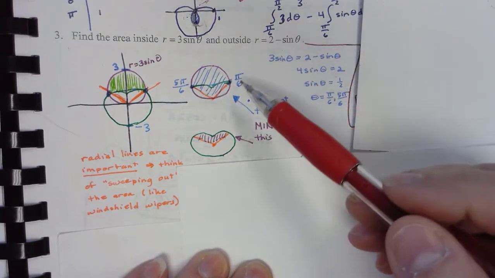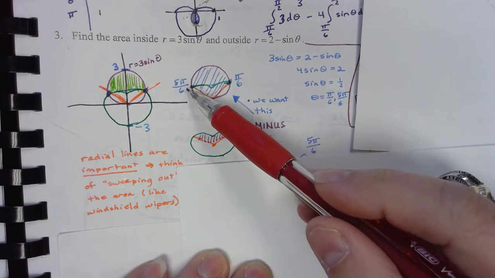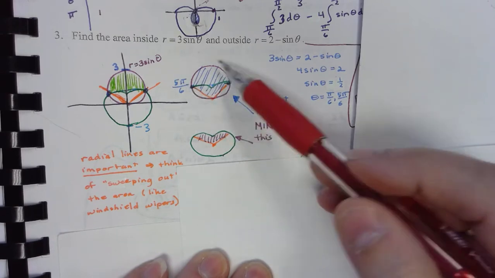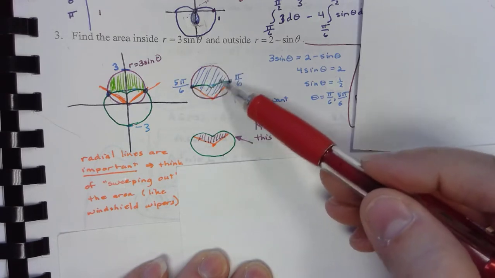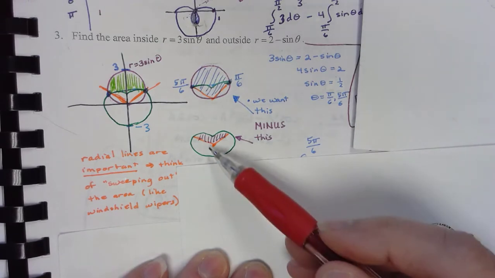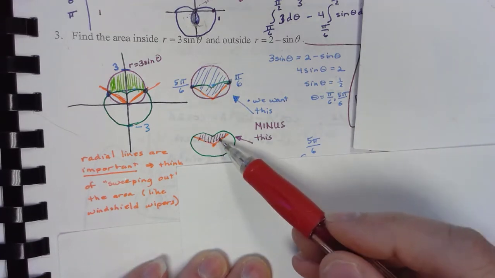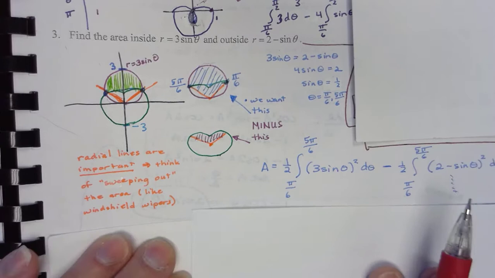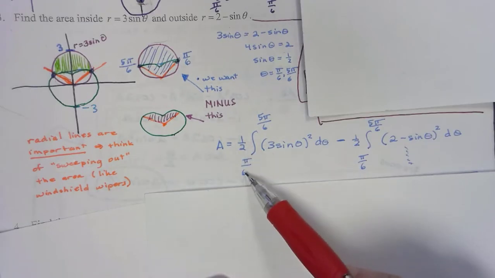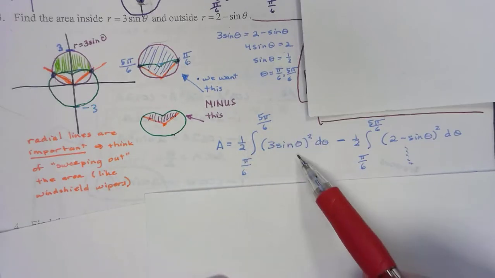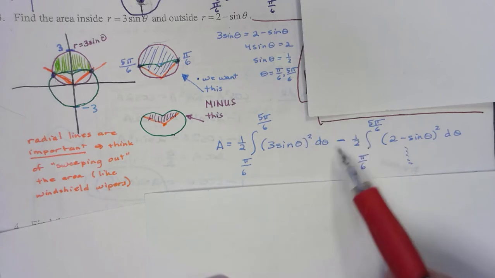So I need to integrate from pi over 6 to 5 pi over 6 the circle, which is going to give me this part, minus the limaçon, which is going to take away that part. 1/2 integral from pi over 6 to 5 pi over 6 of r squared d theta.